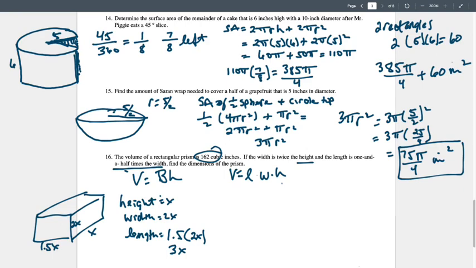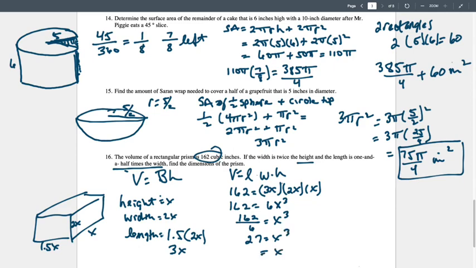Sorry about that. So my volume is 162. My length is 3x. My width is 2x. And my height is x. Okay, when I multiply that out, I do 3 times 2, and I get 6. X times x times x is x cubed. All right, divide by 6. So that equals x cubed. When you divide 162 by 6, you get 27.